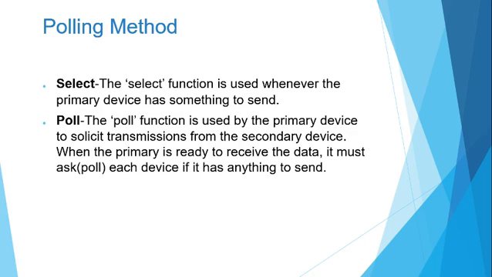If the primary wants to send the data, it tells the secondary to get ready to receive. This is called select function. The select function is used whenever the primary device has something to send.